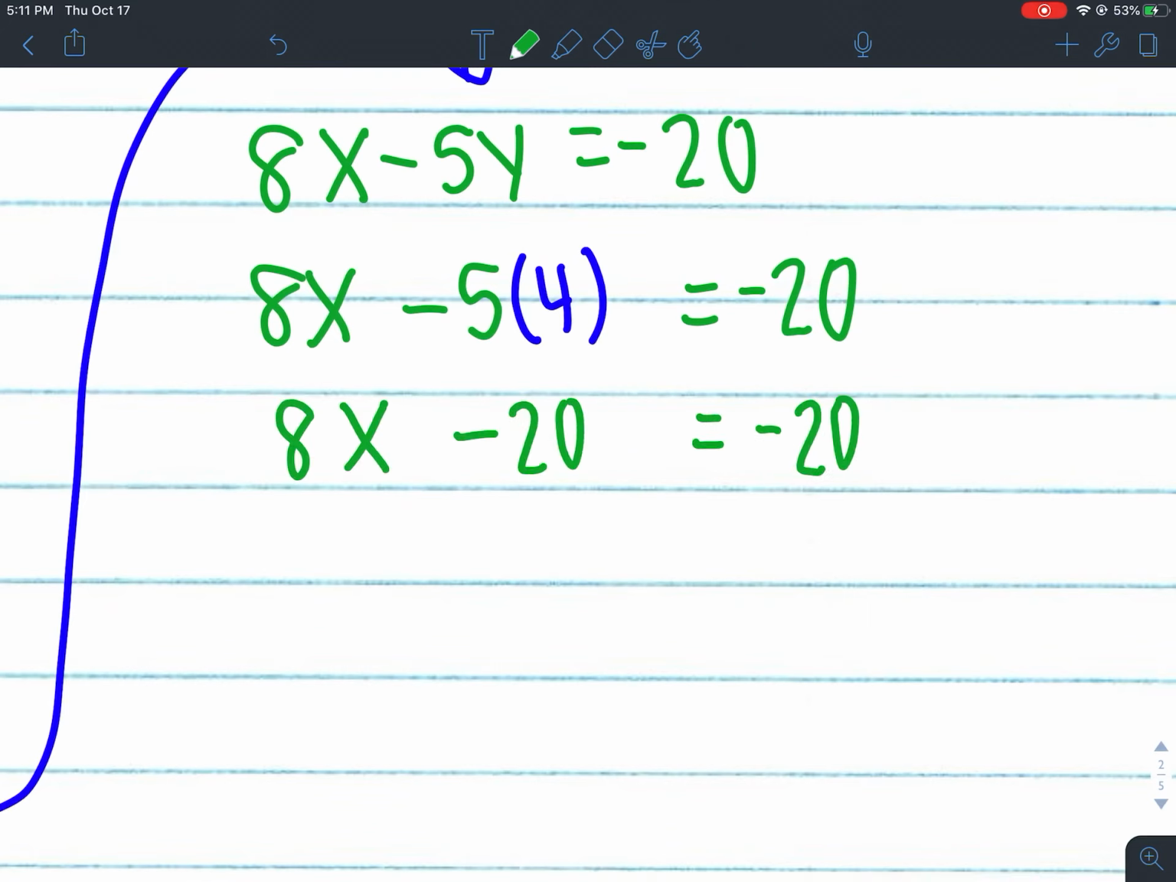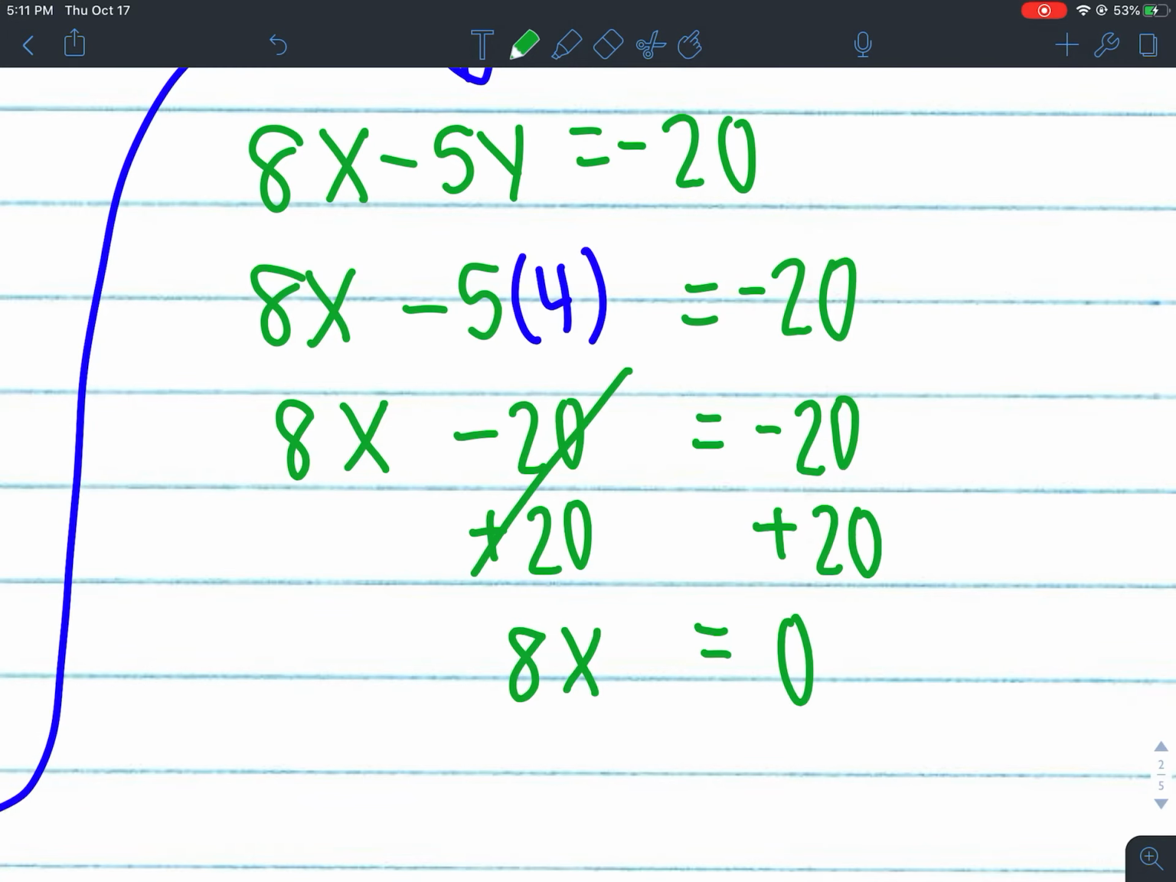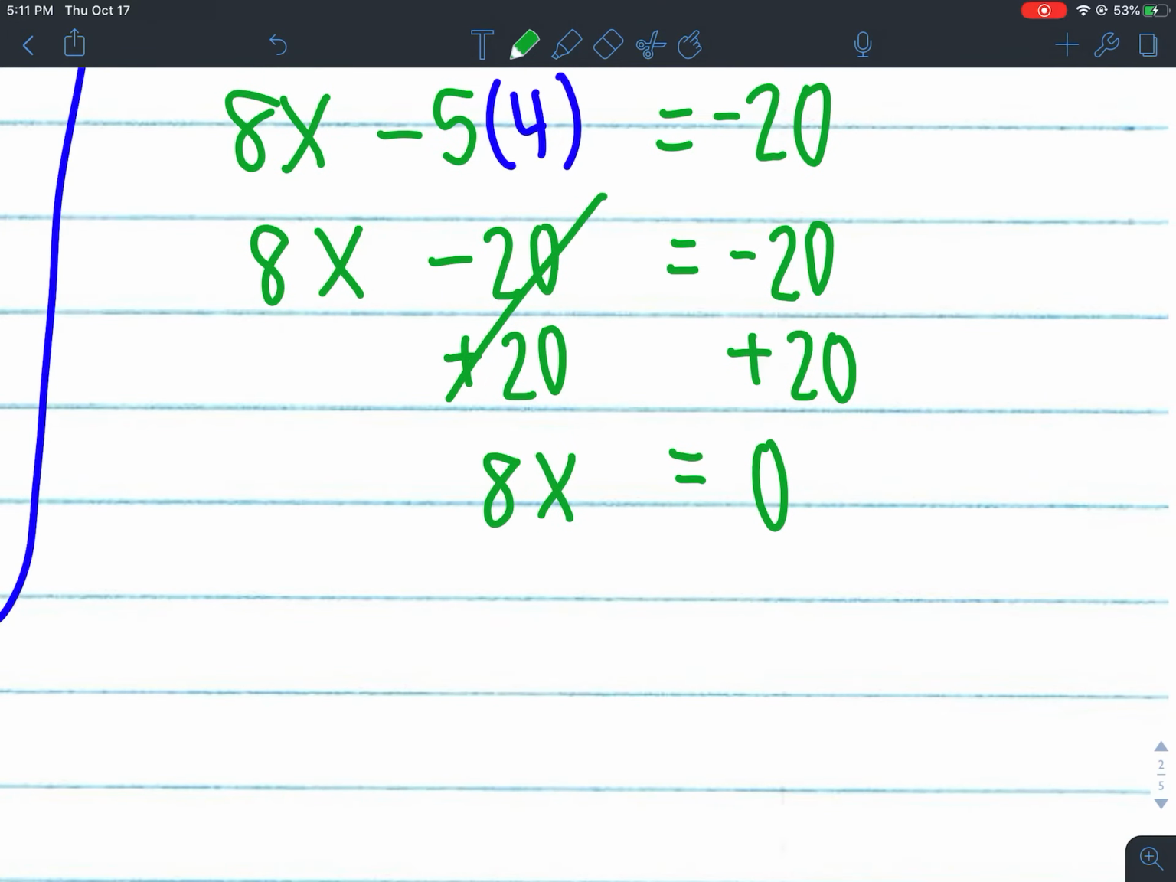So you have 8x minus 20 equals negative 20. And I add 20 to both sides to get x by itself. 8x equals negative 20 plus 20, which is 0. And you do not want to stop. You want to keep going because x is still not by itself. You divide by 8. X equals 0 divided by 8, which is 0, okay?